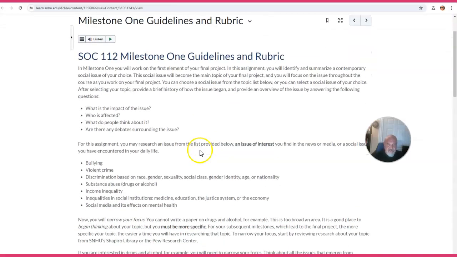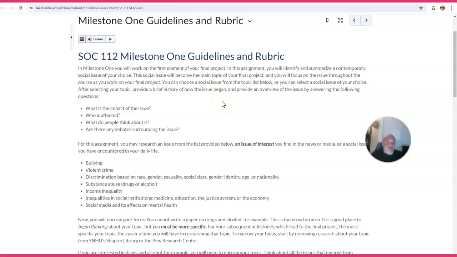So you're going to look at this. This is what we call, in the language of Southern New Hampshire University and academic language in general, a scaffolded assignment. In other words, if you do these steps, you will build your final project. Okay, this is the first element. You need to choose a topic.